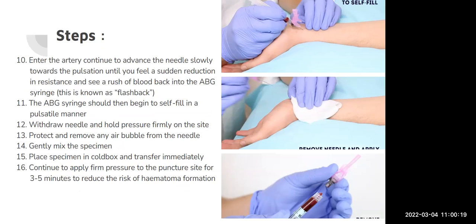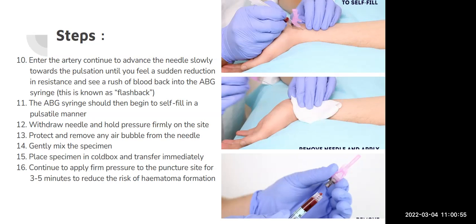And then once we set the needle perpendicular, we can puncture the skin. When we puncture the skin, continue to advance the needle slowly towards the pulsation that we palpated previously until you feel a sudden reduction in resistance and there is a flashback into the syringe. The ABG syringe should then begin to self-fill in a pulsatile manner.